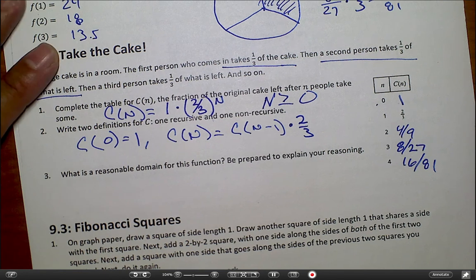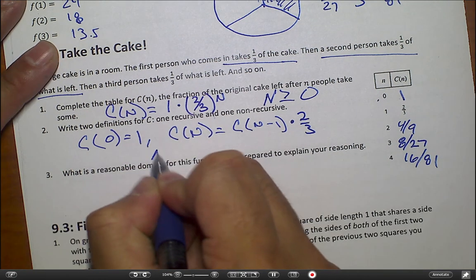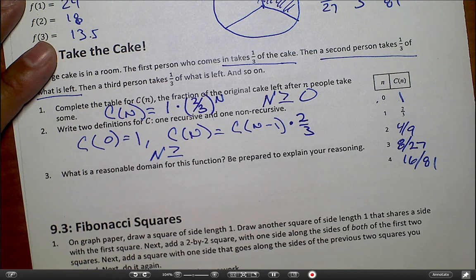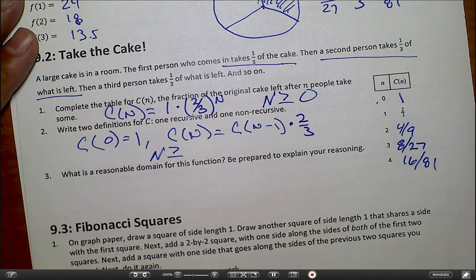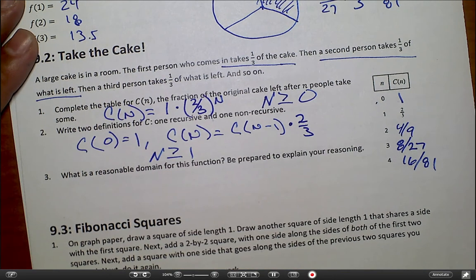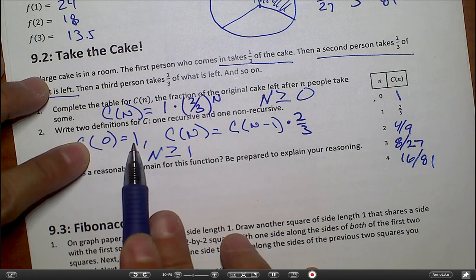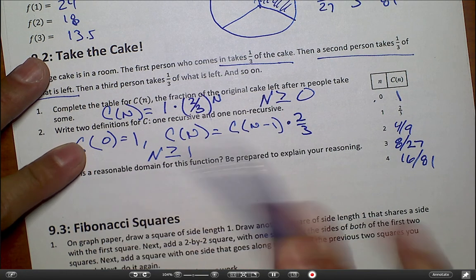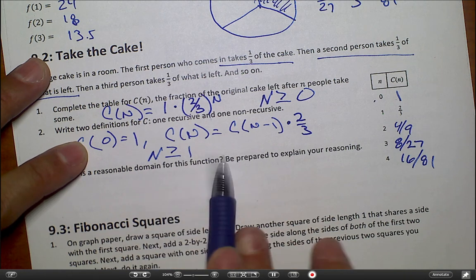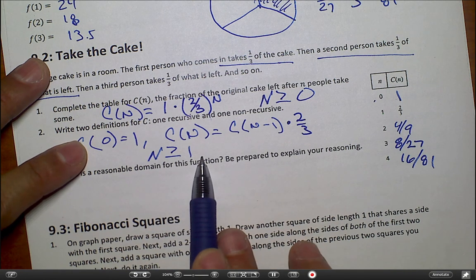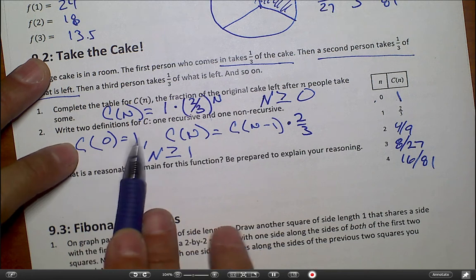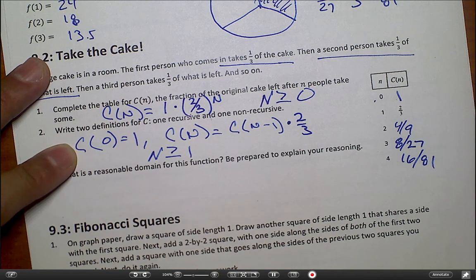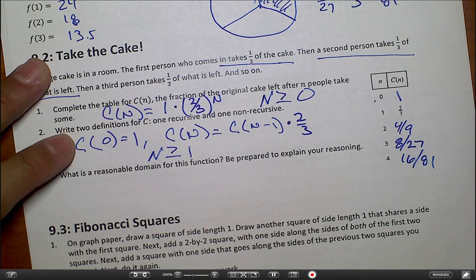Define it for the values of n. So n is going to be greater than or equal to? No, not 0. Why 1? Because the first one is given to me, right? In a recursive, the first one's going to be given to me, but the rest of them are the ones I'm going to find. So I have the first one, and I'm going to find all the rest. So starting at 1 and so on, because the first one's given to me.